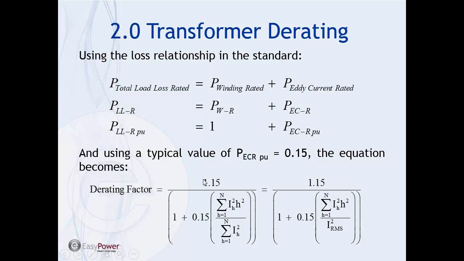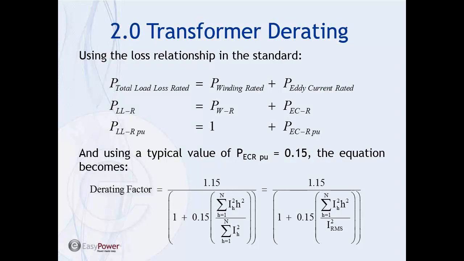We allow you to put in any value of PECR per unit on the inside of the transformer dialog. If you go to the transformer dialog under the harmonics tab, you'll see where you can enter this value that's specific to your transformer. If you don't know anything, then a PECR per unit value of 0.15, or 15%, is a rather conservative number. I've seen other transformers on the market that have a significantly lower value, and this will definitely decrease the amount of losses on the inside of the transformer, which will make your derating factor go up.